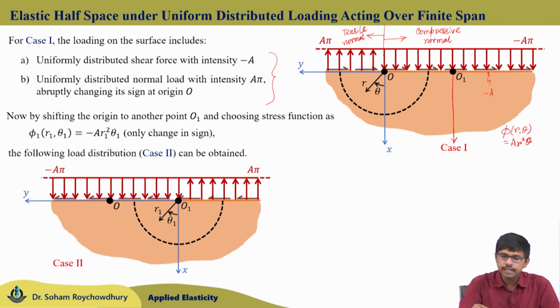So, for the first case, the origin was at point O, the radial variable was r, and the circumferential variable was theta. For the second case, the origin is at O1, the radial variable is r1, and the circumferential variable is theta 1. For the first case, the stress function phi was A r square theta. For the second case, the stress function phi 1 is minus A r1 square theta 1.